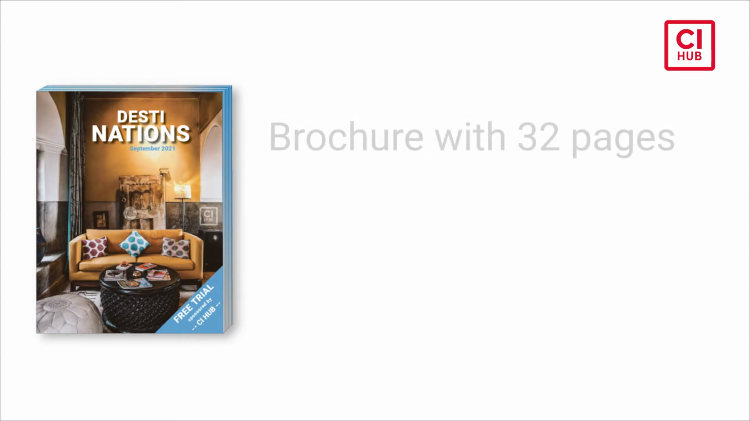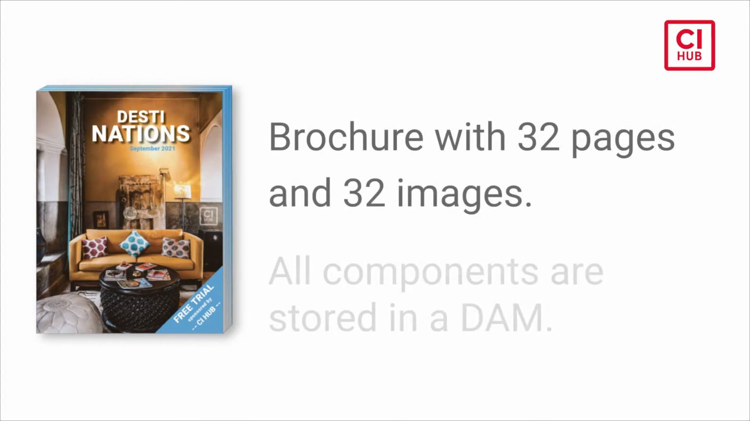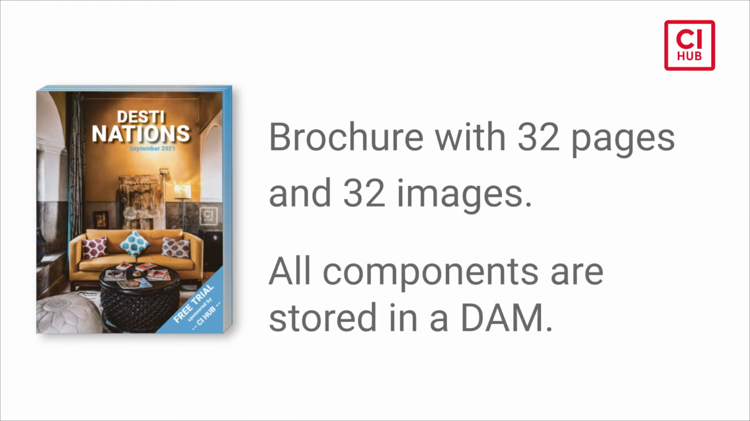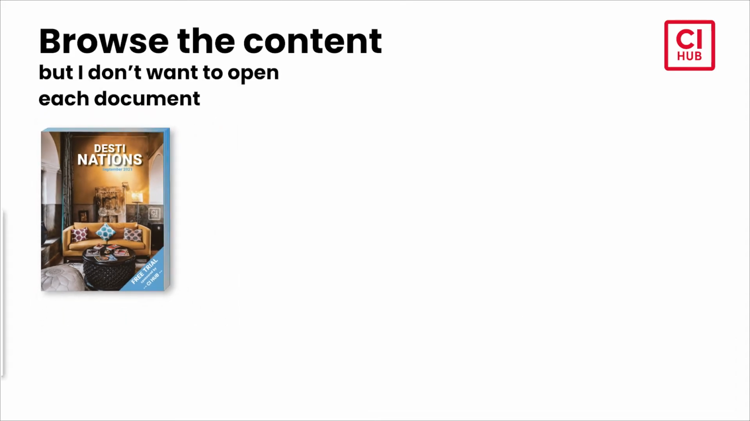So I want to produce a high-res PDF for a brochure with 32 pages and about 32 images. Everything is stored in a DAM, a PIM, or a cloud storage system. I will do this step by step, showing the outdated way and the CI Hub way. After each step, I will note the time saved. Let's see how many hours it will be in the end.